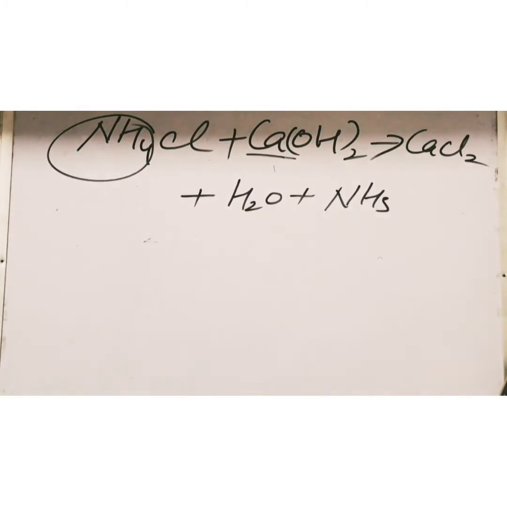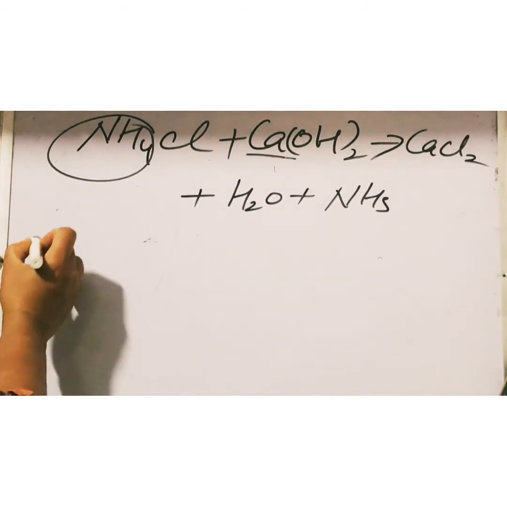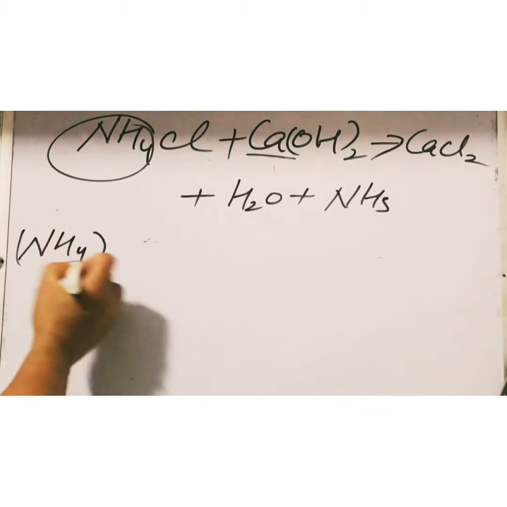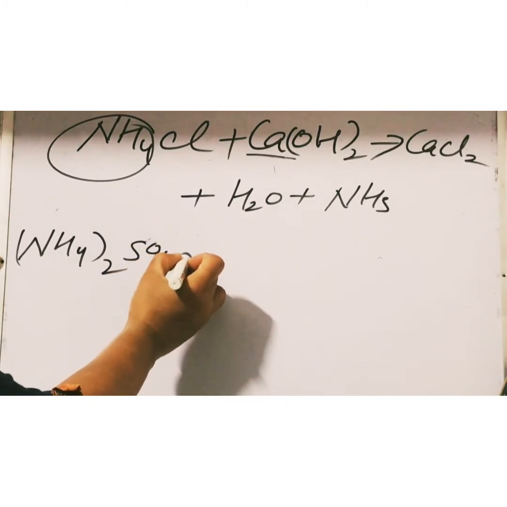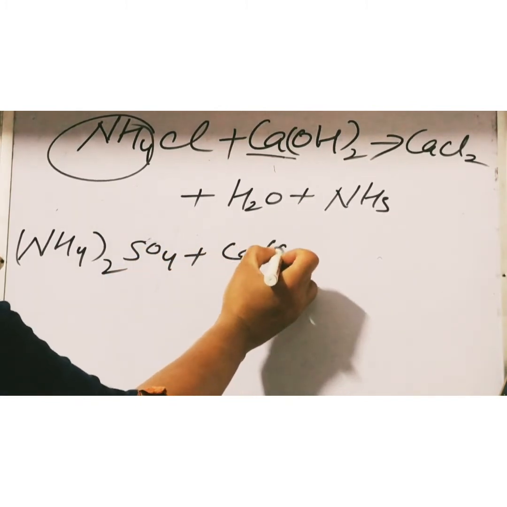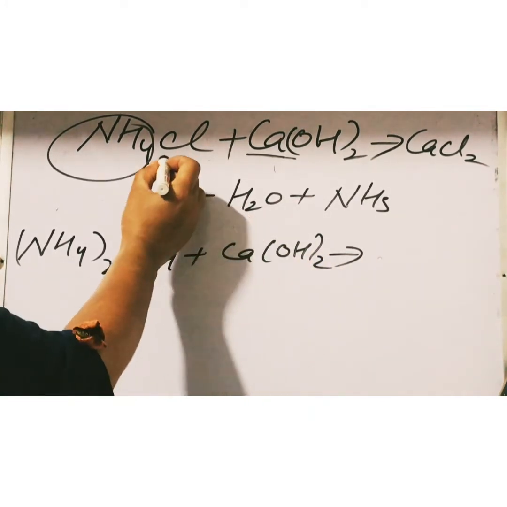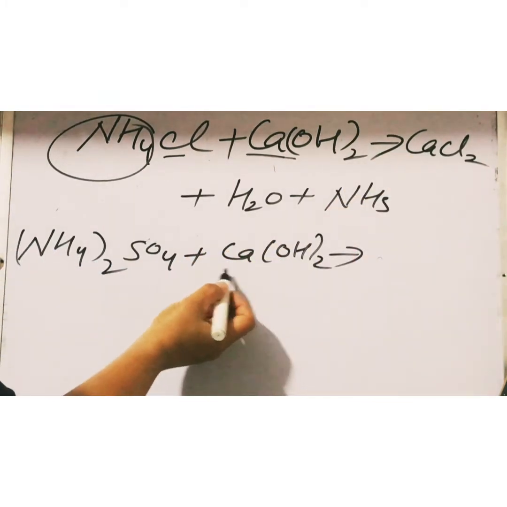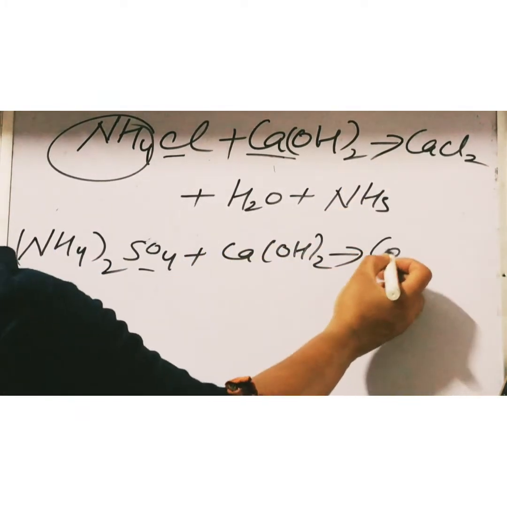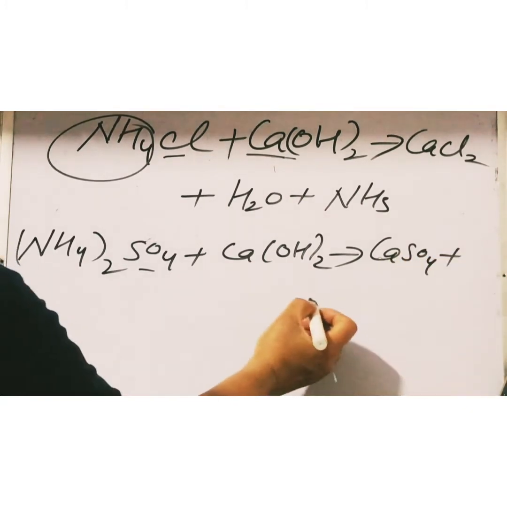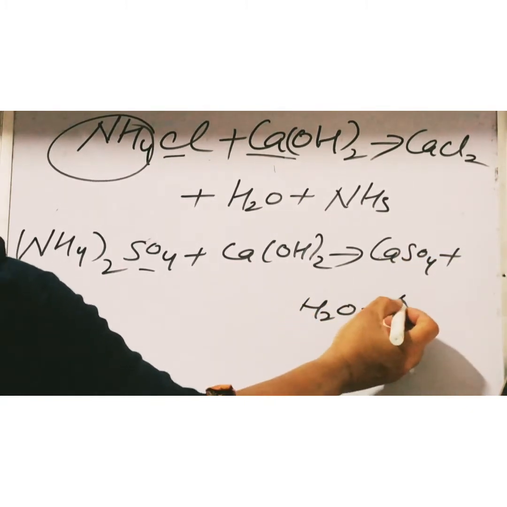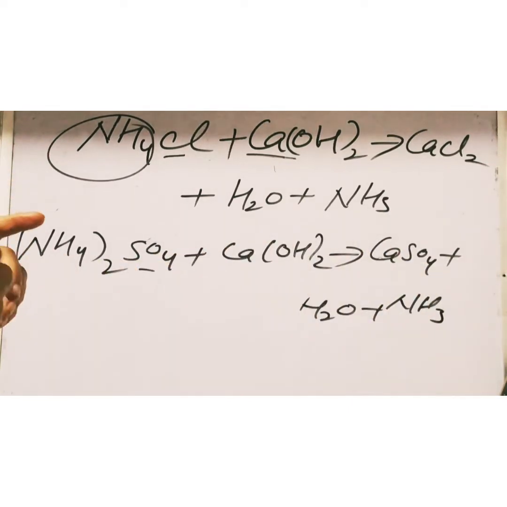So in this way, with another salt, ammonium sulfate, you can also prepare ammonia by adding the same alkali, calcium hydroxide. Here you will get, there it was chloride so here calcium chloride came. Here you have the sulfate, so you will get the salt calcium sulfate plus water plus ammonia. After that you can balance the equation also. Balancing is simple, so you can balance this equation yourself.